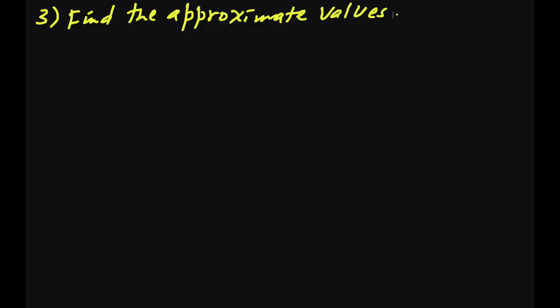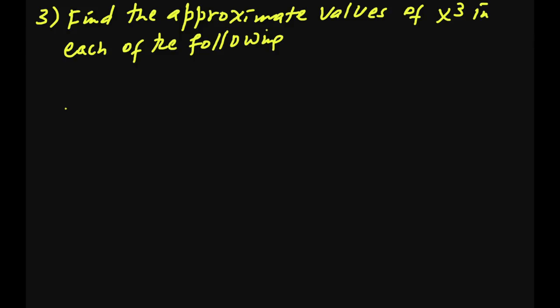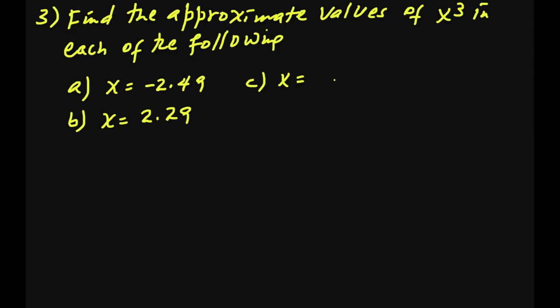Third question: find the approximate values of x cube in each of the following. A: x equals -2.49. B: x equals 2.29. C: x equals 2.98. D: x equals 0.025. Fourth question: evaluate each of the following.